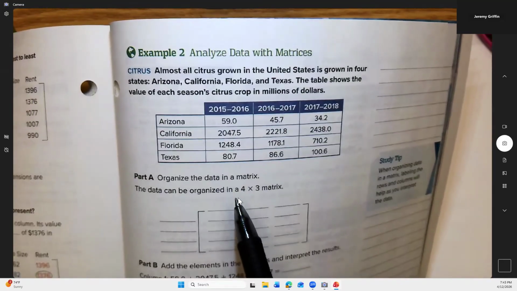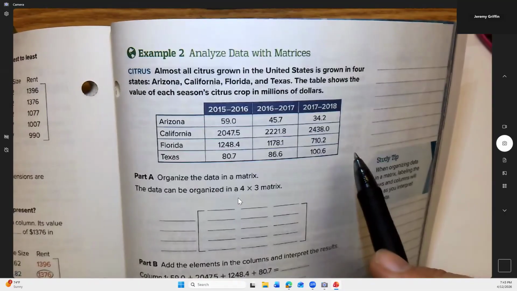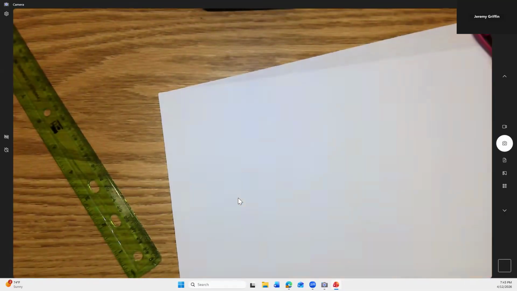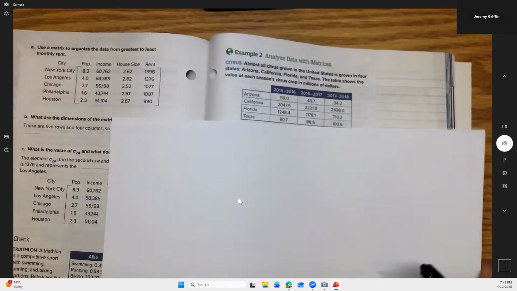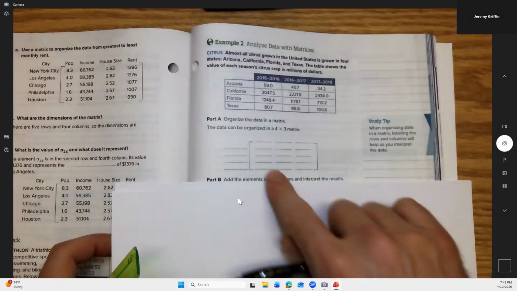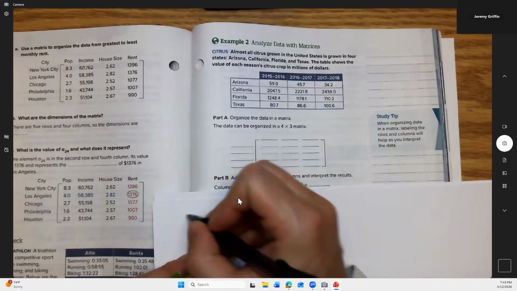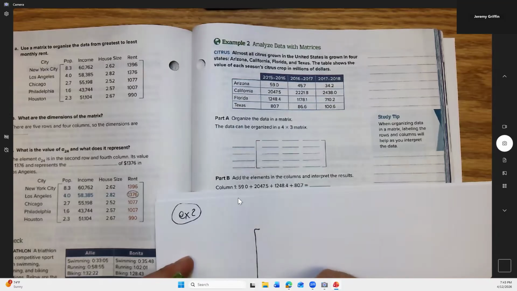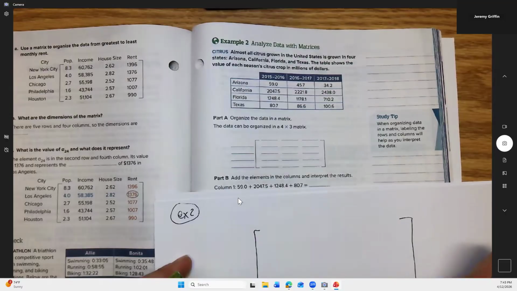Now, organize the data in a matrix. Let's call it a 4 by 3 matrix, because there are 4 rows, 4 different states, and 3 different years. We'll do that. Actually, let me get this book back on screen. Okay, so we're going to create this matrix here. This is example 2 up here. I think that's enough space there.